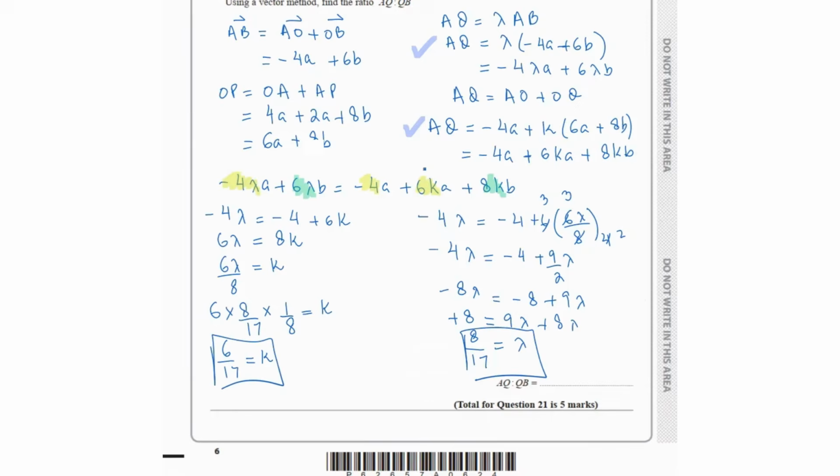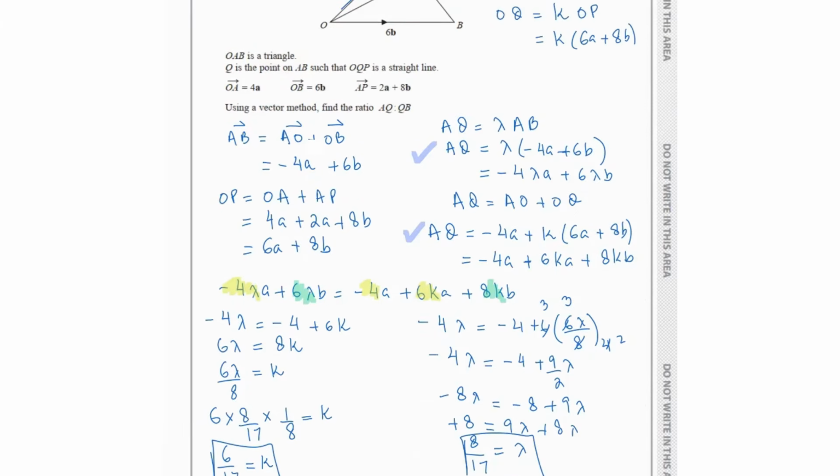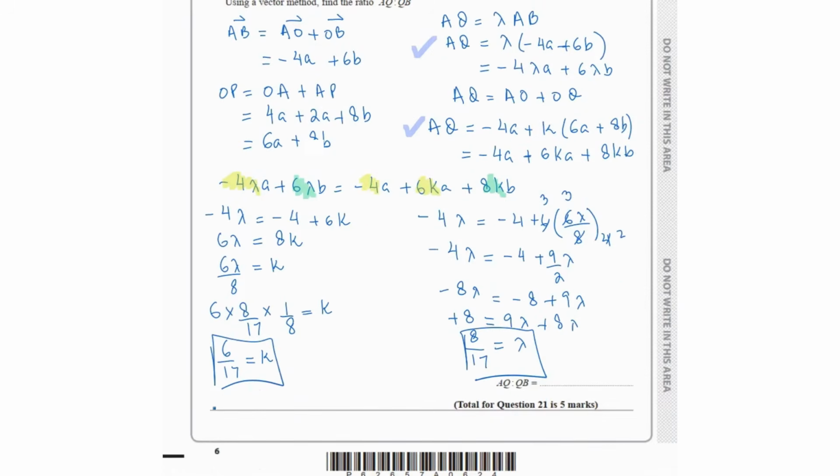So we have to create a ratio for AQ is to QB. AQ is lambda times AB. So that's 8 over 17 times negative 4a plus 6b. So which means QB is going to be 9 over 17 times AB. So the ratio is going to be 8:9. That is the ratio in which AQ and QB are divided on AB.